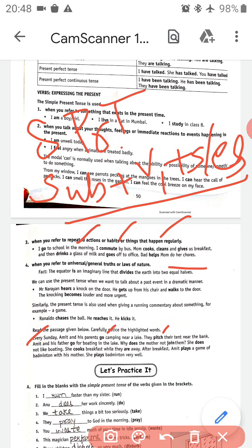After breakfast, Amit plays a game of badminton with his mother. She plays badminton very well. Okay, so all these highlighted words are in simple present tense.